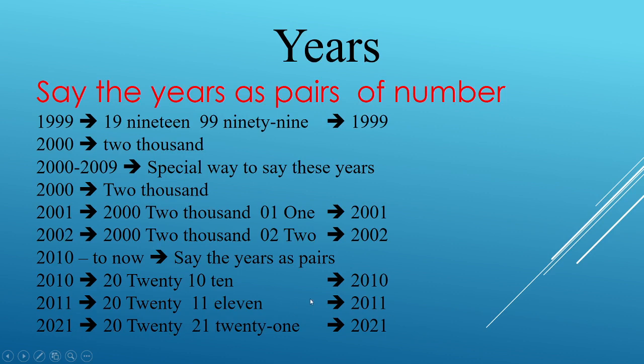So as a reminder, when we talk about the years, we say them as pairs, except when we have the year 2000 all the way until 2009. We say these years in a special way. We just say 2000 for this one, and then we just say the numbers.